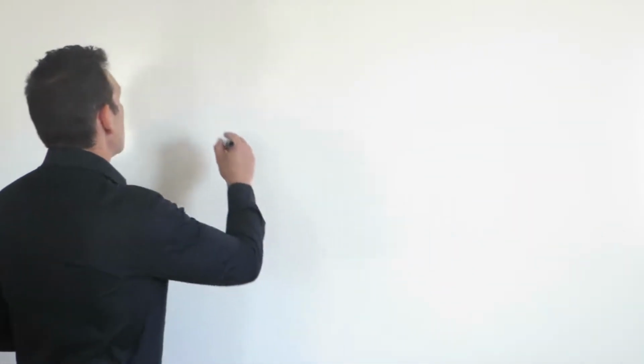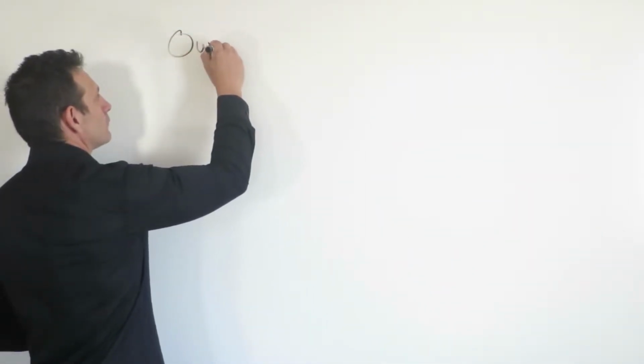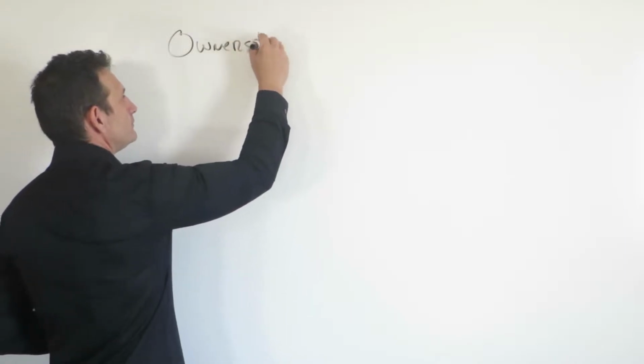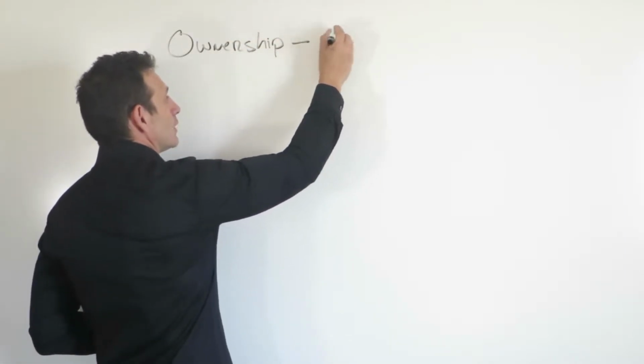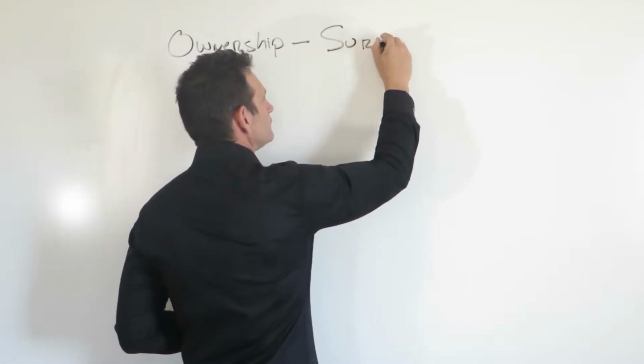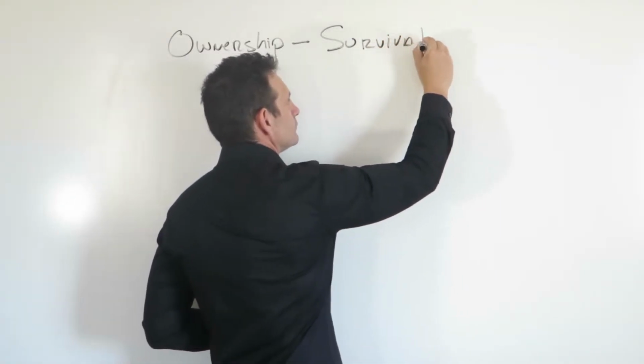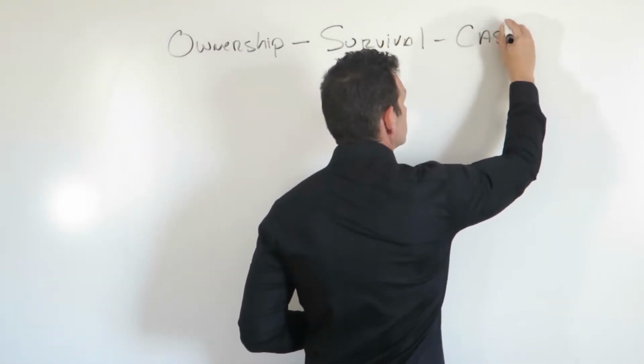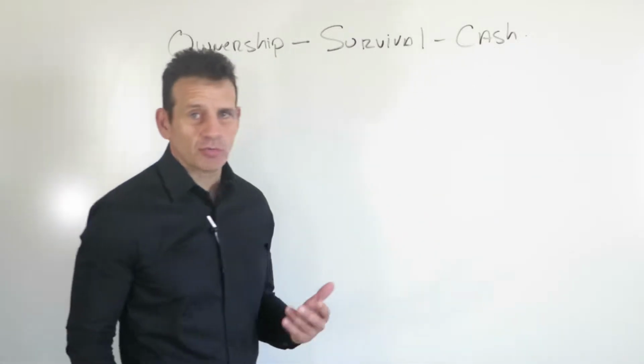Now let's move into why a trader or an investor may want to do this. Now there's three main reasons. And I mean, there's hundreds of reasons, but there's three main that we're going to talk about. Again, there's a lot of different ways you can do this, but we're going to try to keep it with the basics. Three main reasons. And those are ownership, survival, and cash. And we'll talk about each one of those.